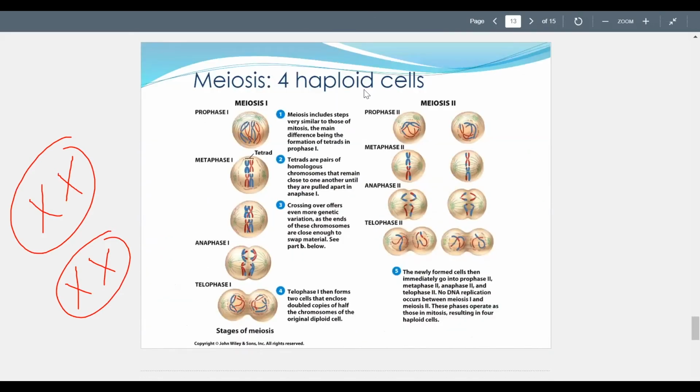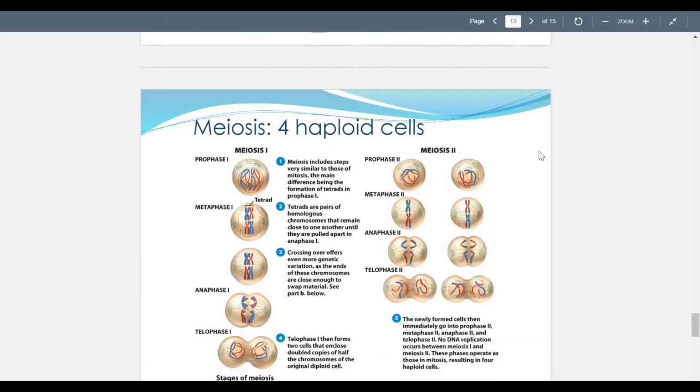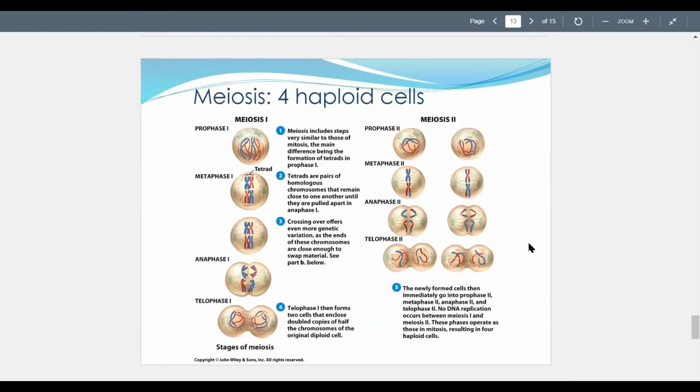All right, here is where it gets a little bit more complicated, but it's the same concept as mitosis, except meiosis is producing 4. You know how in mitosis we only made 2? Now we have to divide those 2 again to make 4.